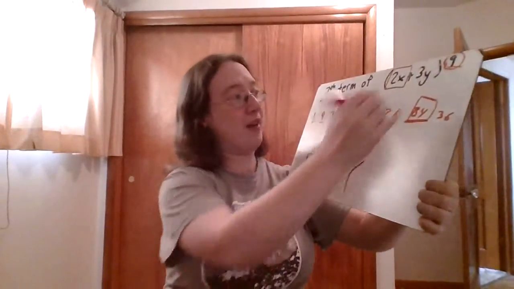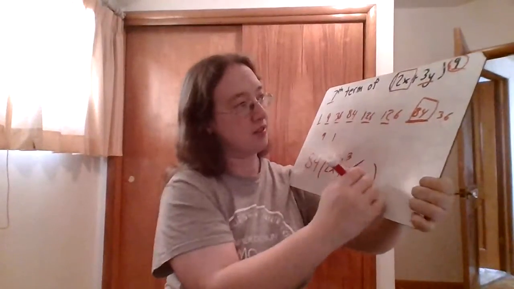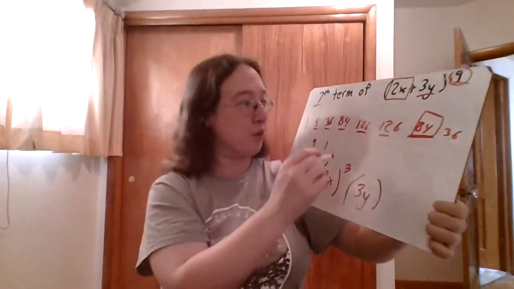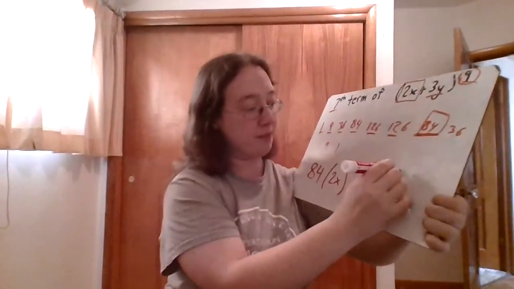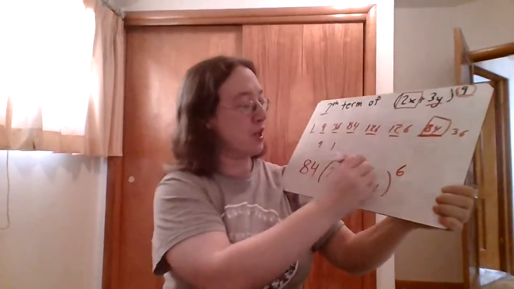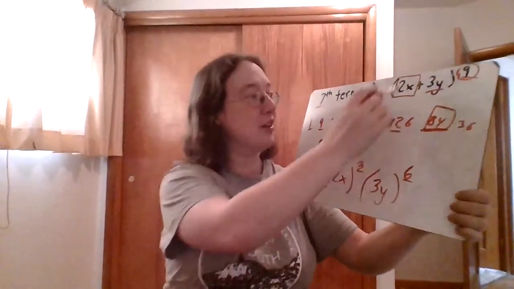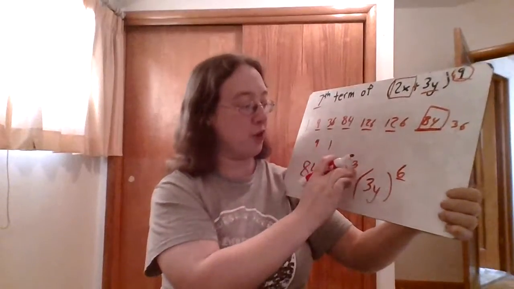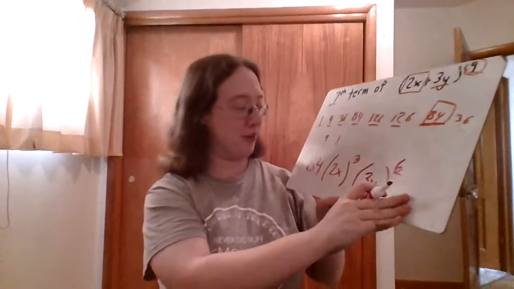And we're going to have a 3y to the, and we're counting backwards, so 9, 8, 7, 6. And your two numbers here should always add up to 9. So the number that goes with the first term and the number that goes with the second term should add up to 9. And then I should have left myself some more room there, because now we're going to take that and simplify that. Hang on.